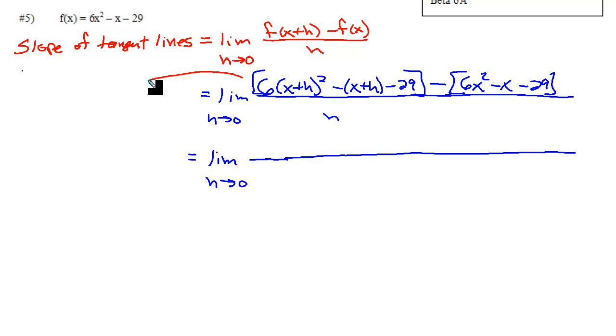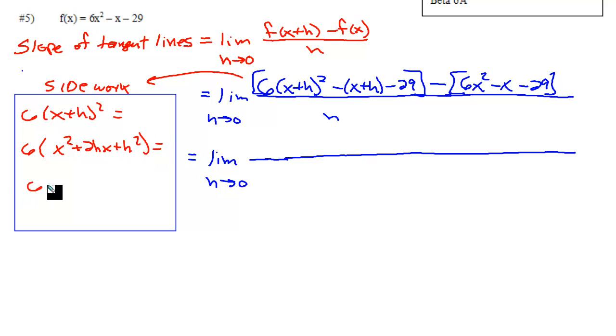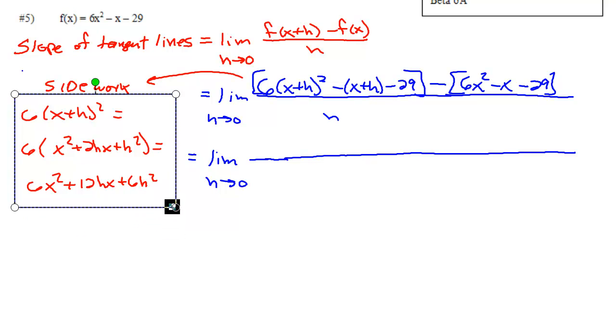When you do side work, note that you're doing side work. Call it side work. 6 times x plus h quantity squared equals 6 times x squared plus 2hx plus h squared, which in turn equals 6x squared plus 12hx plus 6h squared. And we're putting that right back into here.